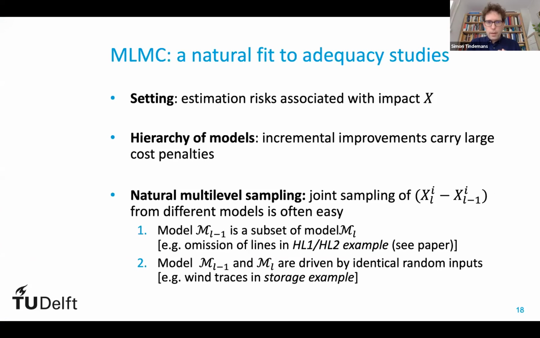So wrapping up, I want to argue that multi-level Monte Carlo is a very natural fit to system adequacy studies. It applies in a setting where you estimate risks that are associated with some impact X, some random variable. You often naturally have a hierarchy of models where you have a very quick basic model, and then you add all kinds of little items and bells and whistles that make it very, very slow, and often only have incremental improvements in accuracy.